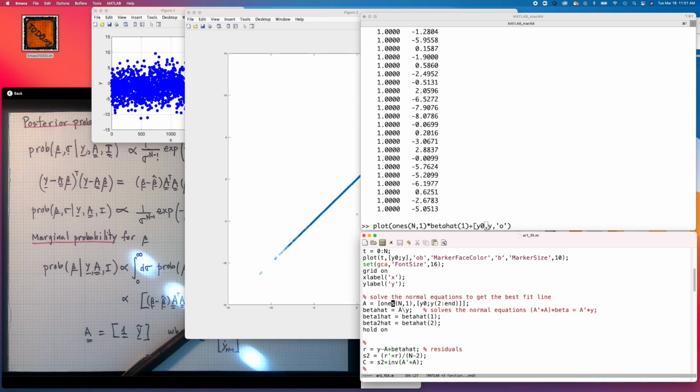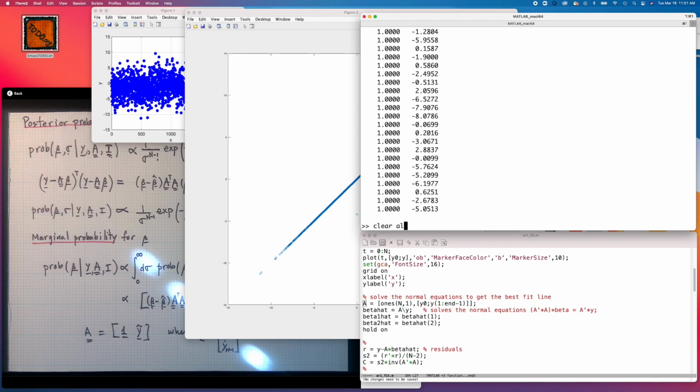Here I did y2 to end. That's not right. What I need is y0, then y1 to end minus 1. I was sneaky. So I ended up regressing everything on itself. So that's why that was not good. Okay, now let's clear and start over. Clear all.